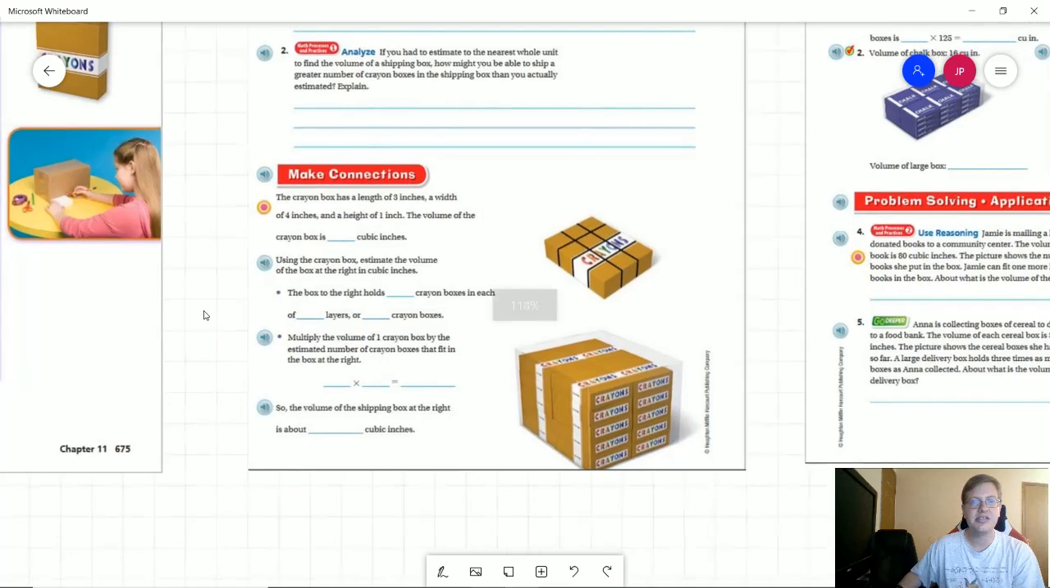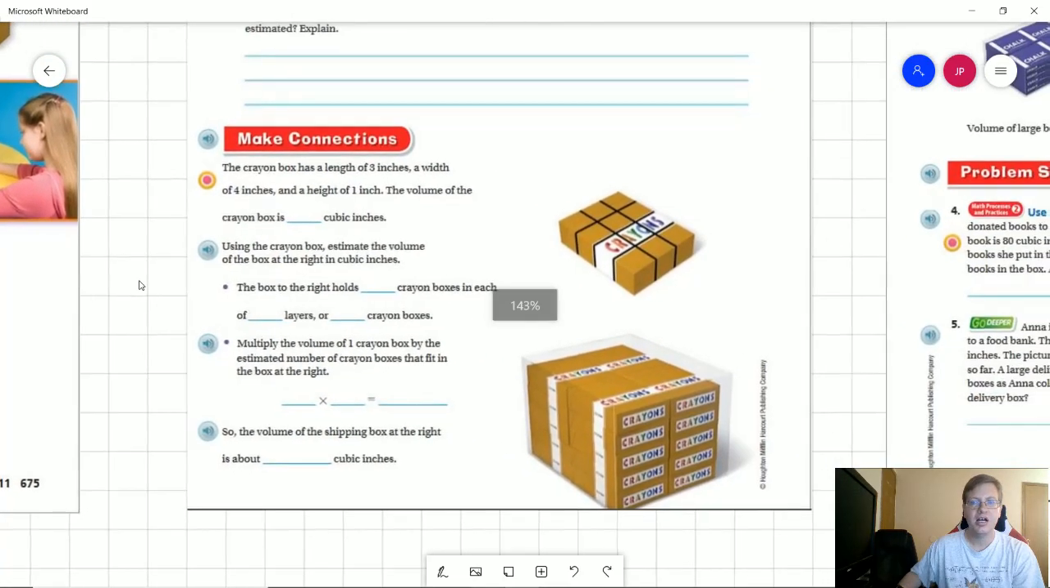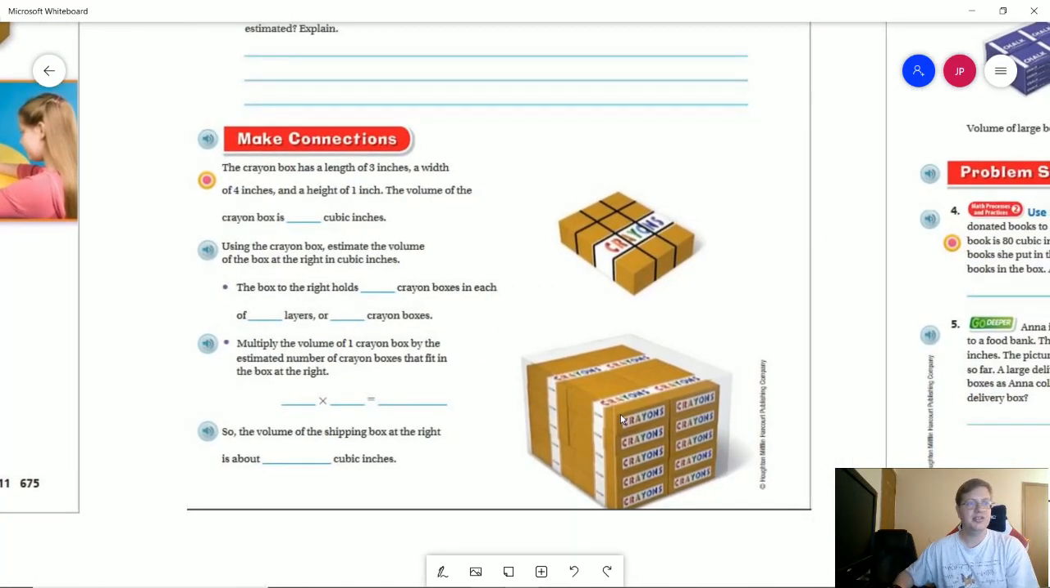So let's skip ahead to the part that would be important for us that we're going to actually work with in the lesson. That would be to try to figure out the volume once we figure out how we can get a box that would fit 20 boxes of crayons. So the volume is going to be determined by the length of 3 times the width of 4 times the height of 1. And so with this, we can just go ahead and represent it with our blocks. And so we can count those up to get a volume of 12 cubic inches.